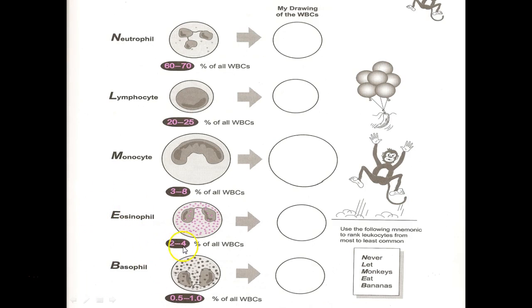If you were to count, say, 100 white blood cells, which is what they do when they do a differential, to figure out the percentage, you would only find maybe 2 to 4 of these out of 100 if you're looking at normal blood, someone's not experiencing an infection. Basophils are really rare, right? So you may find 1 out of 100, maybe.